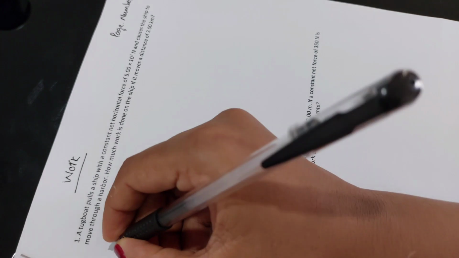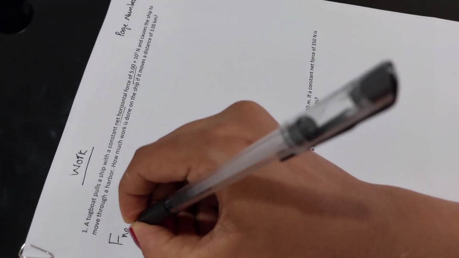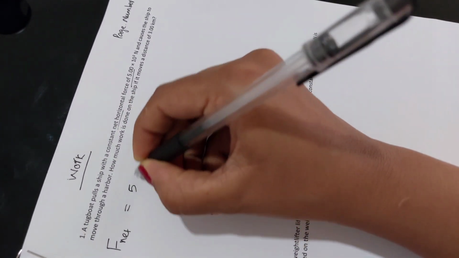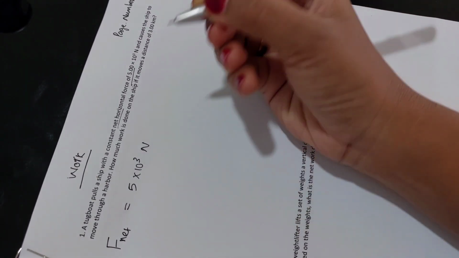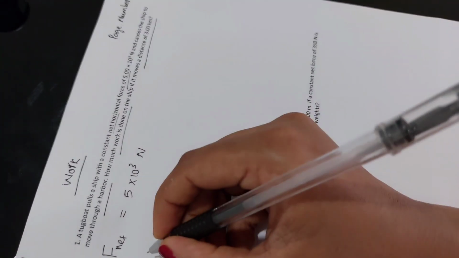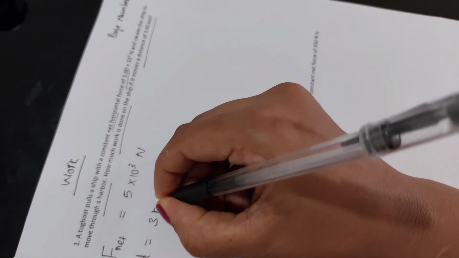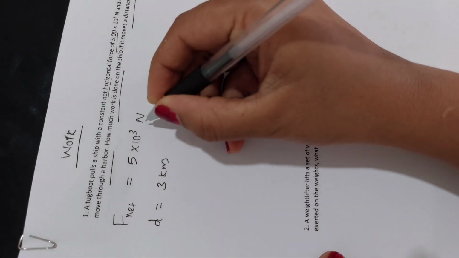So first we can list the net horizontal force, that is F net, it is 5 times 10 power 3 Newton. That causes the ship to move through the harbor, and with how much is the work done? If the ship moves a distance of 3 kilometers, so the distance it is moved is 3 kilometer. And see here, the distance is given in kilometer. So we should convert that into meter because this Newton is in SI unit.